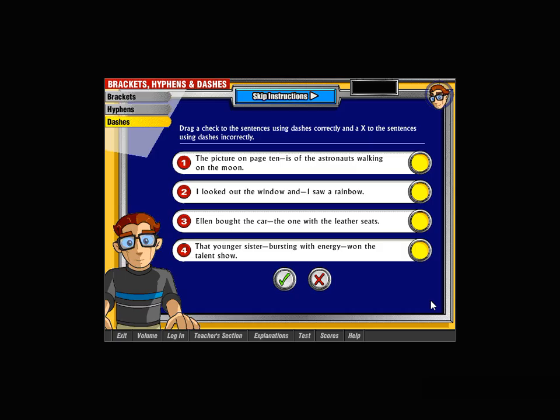Let's now see if all this is starting to make sense to you. Drag the check to the sentences which you think use dashes correctly and the X to sentences which do not. When you've finished, click Done.